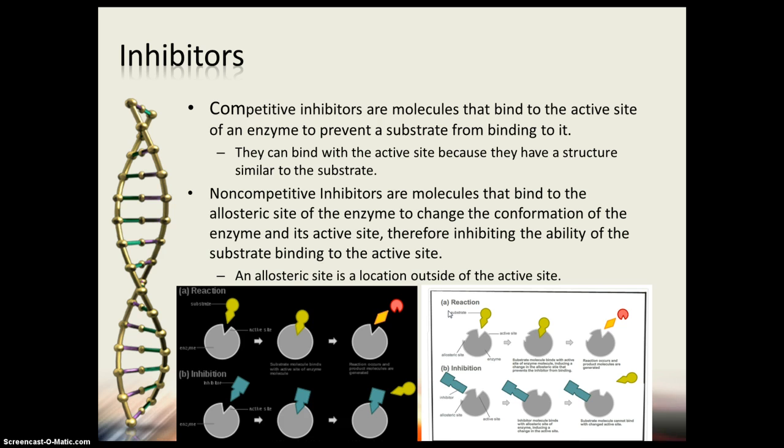Then, on the right with the white picture, you can see on the top there is a normal reaction, a substrate binds to the enzyme through the active site, gets catalyzed, and then gets released as products. But then in the bottom, you see that there's an allosteric site as well. And a non-competitive inhibitor attaches into the allosteric site. It changes the conformation of the active site, changing its shape. So then a substrate molecule cannot actually fit into the active site, so then the chemical reaction can't really take place.